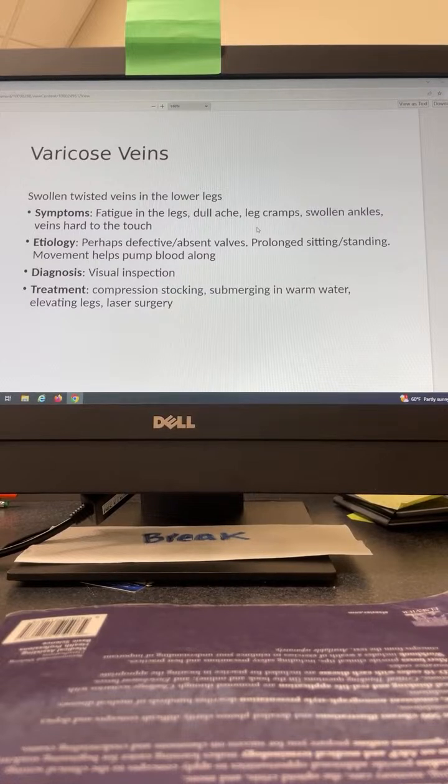Some of you might have seen, very common in the medical field, people walk around with compression stockings. They're these really tight socks that go up to the knee that help squeeze. It helps put pressure on those veins to help press the fluid out so it doesn't bulge out and cause the veins to stretch out. Also, submerging the legs in warm water can help get that blood flowing, elevating the legs. And then there's also laser surgery that they can do to help fix the veins and make them straighter again.